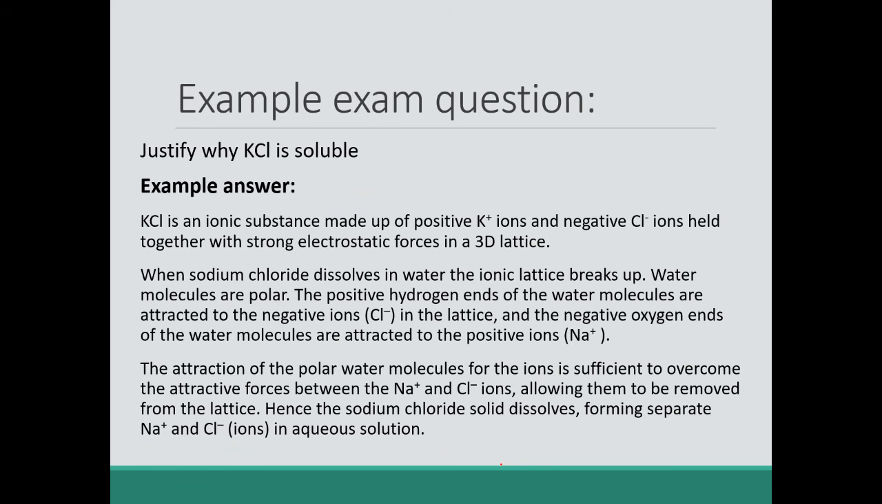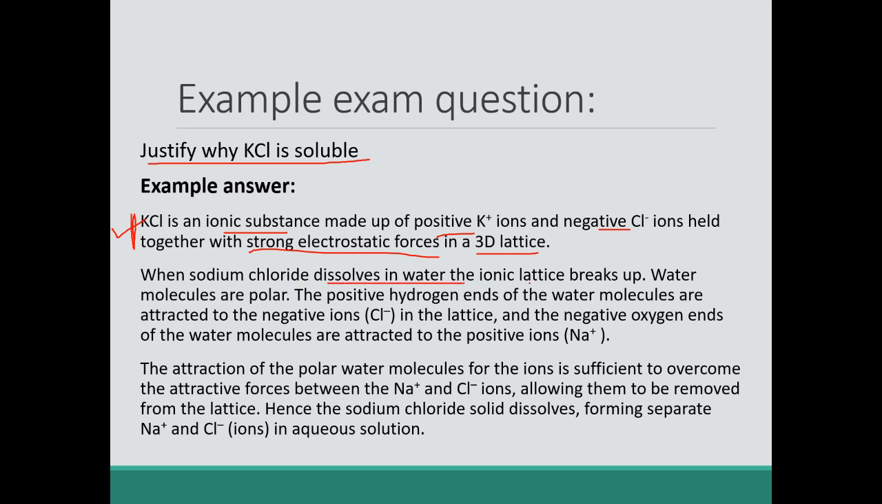So in an exam question, you might be asked to justify why a particular ionic compound is soluble, in this case, potassium chloride. The first part is you just state the bonding and structure. It's an ionic substance, it's got positive ions and negative ions held together with strong electrostatic forces in a 3D lattice. So that just gives you a tick. We've stated that we know about ionic compounds, the bonding and the structure. Then you have to relate to the question. So soluble means, why does it dissolve in water?